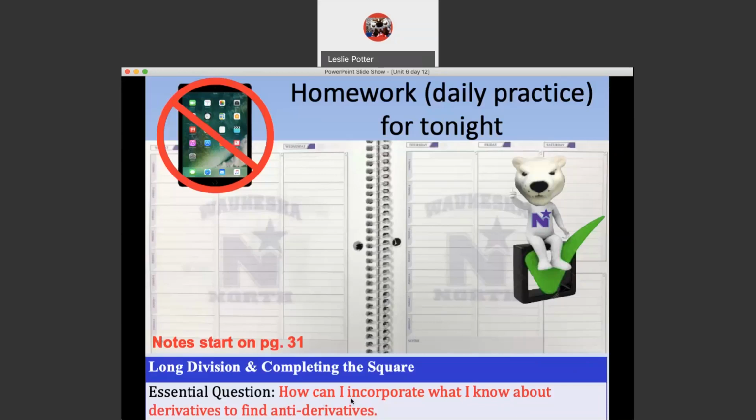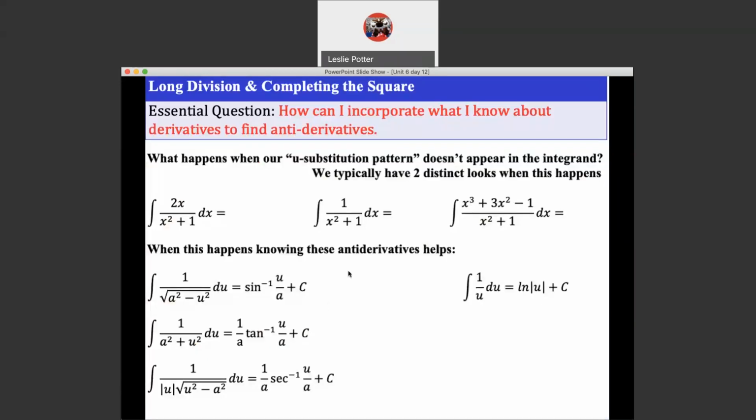So we're still looking at how can you incorporate what you know about derivatives to find antiderivatives. That's still what our focus is. That's our essential question. So let's take a look at these patterns. What happens when our U substitution pattern doesn't appear in the integrand?